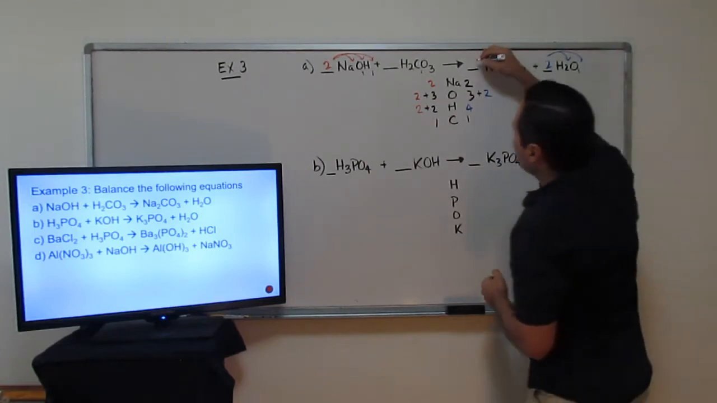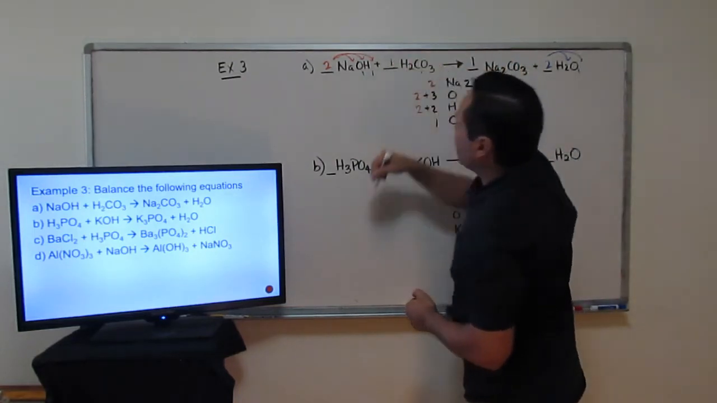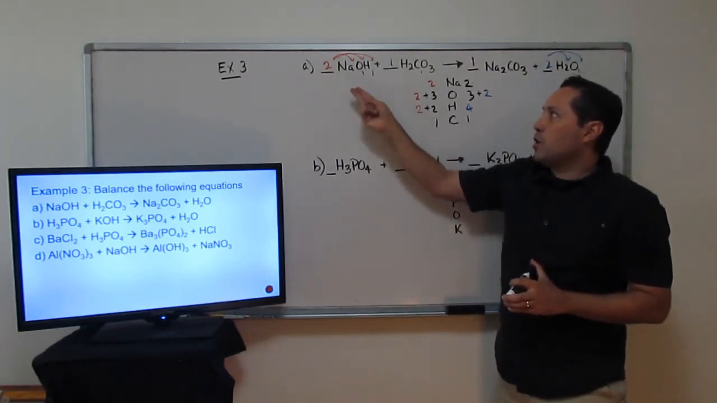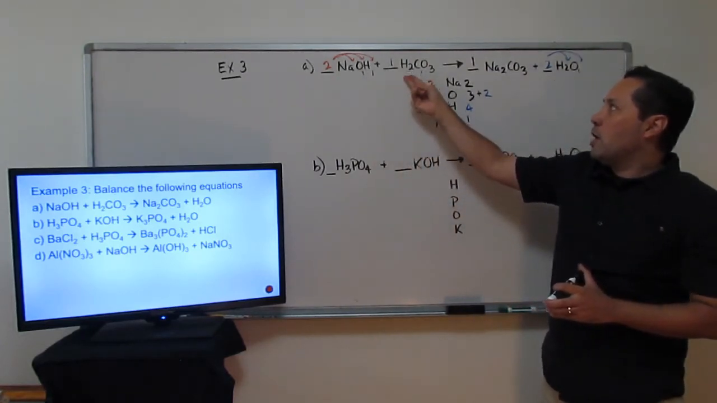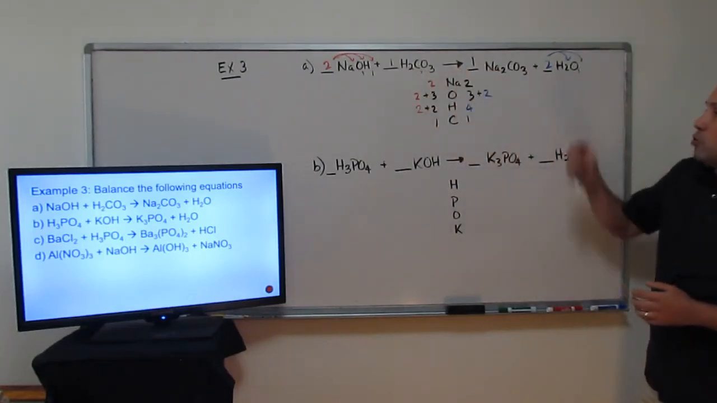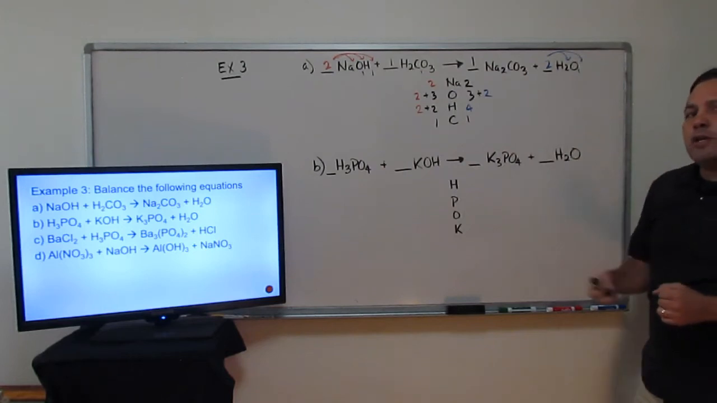For our blank spots, we're just going to go ahead and put 1 and 1. So that's our answer. For every 2 sodium hydroxides, you need 1 hydrogen carbonate, and that will yield 1 molecule of sodium carbonate and 2 molecules of water. Let's go ahead and take a look at now example B.